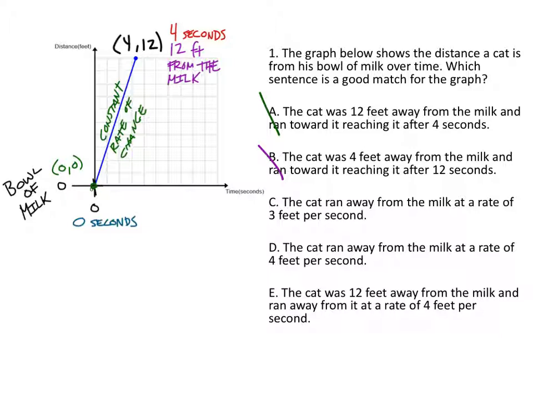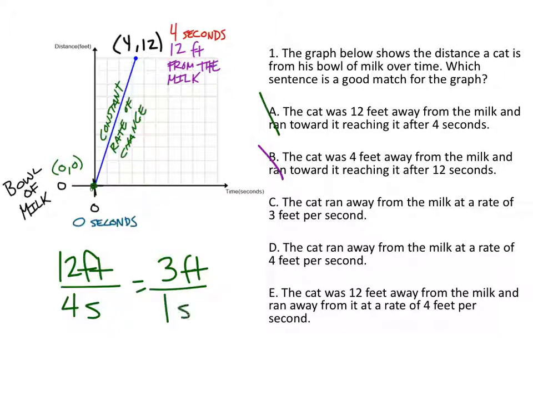Part C, the cat ran away from the milk at a rate of 3 feet per second. So based on the blue line, we know it's running away from the milk, but we didn't figure out what the rate of change is actually, okay? Well, here's what we know. It's proportional. So at 4 seconds, the cat was 12 feet away. So if we were to simplify this, you would get 3 feet for 1 second. That would be the rate at which the cat is traveling away from the milk. And that does match up with part C, but let's look at the other two just to make sure.